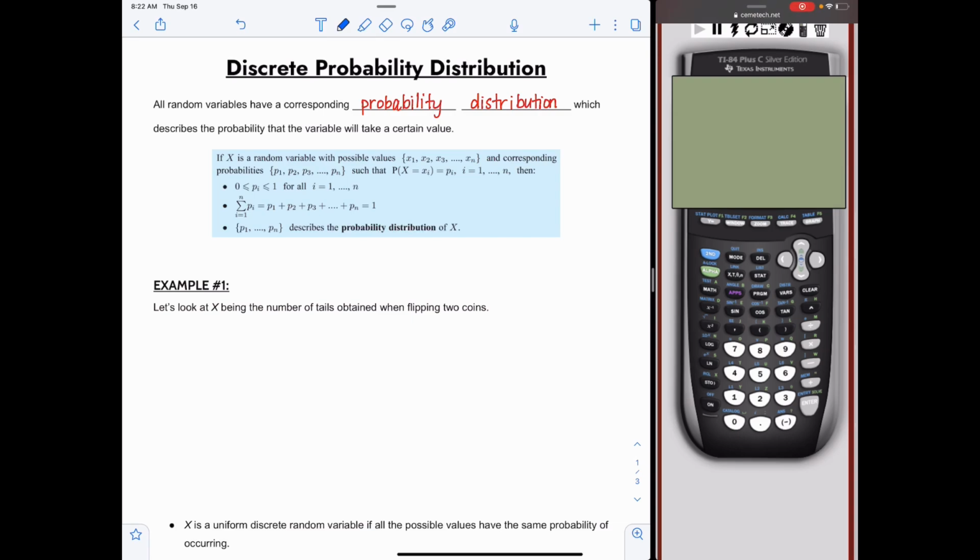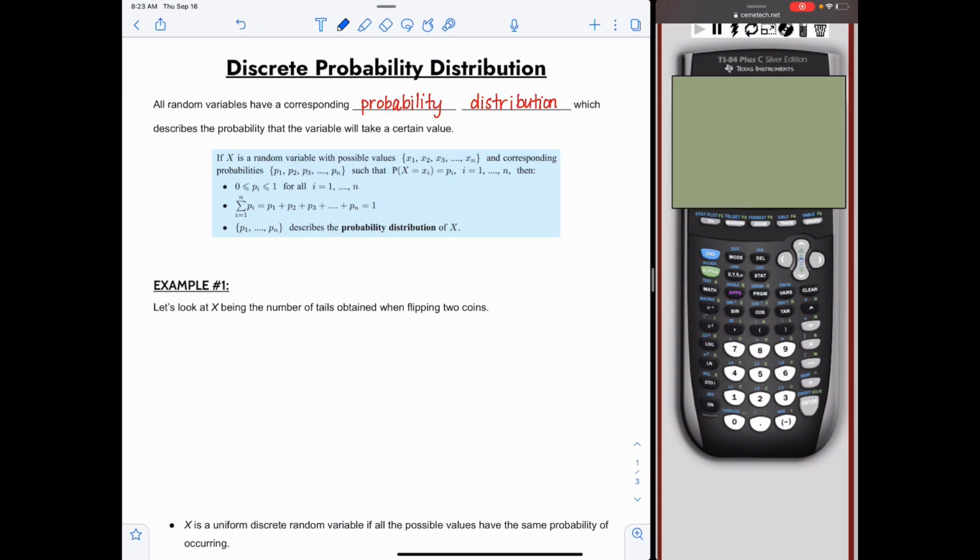Today we're going to talk about discrete probability distribution. So you need to understand that all random variables have a corresponding probability distribution, which describes the probability that the variable will take a certain value. So below we have, if x is a random variable with possible values x sub 1, x sub 2, x sub 3, all the way to x sub n, and the corresponding probabilities p sub 1, p sub 2, p sub 3 to p sub n, such that the probability that x will equal a certain possible value is going to be equal to the probability of that value taking place.